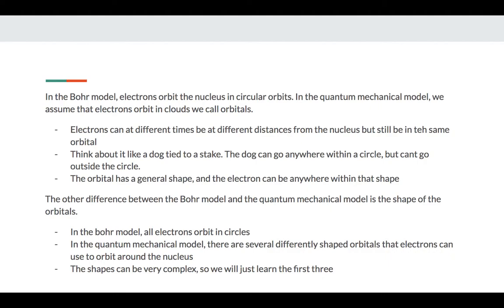The other difference between Bohr's model and today's model is the shape of the orbitals. So in Bohr's model, the electrons orbit in circles, but in the quantum mechanical model, there's a lot of different shapes that you're going to see, and some of them can be very complex. So we're just going to focus on the very first three, which are the most important.